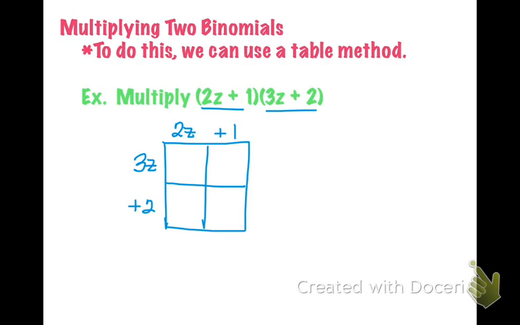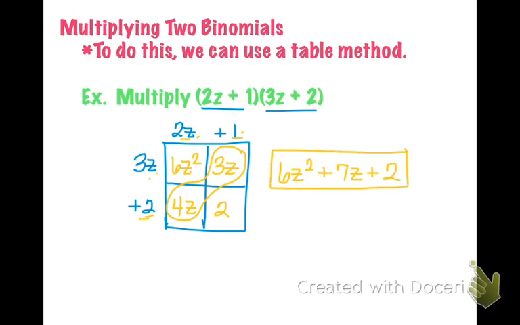So now we're going to go row by column. 3z times 2z is 6z squared. 3z times positive 1 is 3z. Second row. 2 times 2z is 4z, and then 2 times 1 is 2. Again, now look at where our like terms are. Positive 4z and positive 3z, those are going to make positive 7z. And then the 2 is positive, so that's also going to be addition.